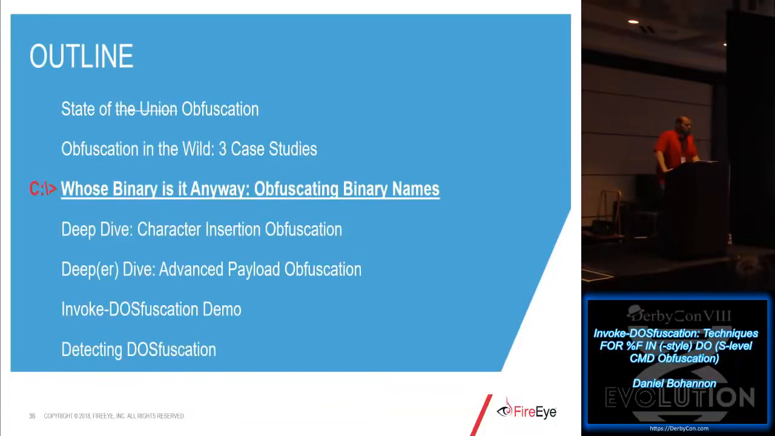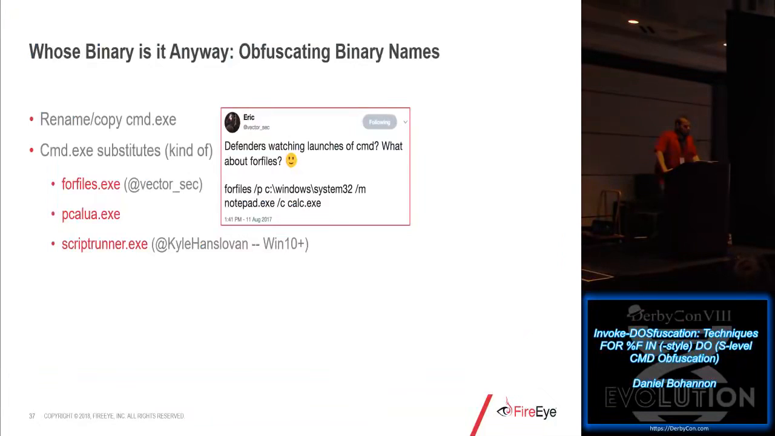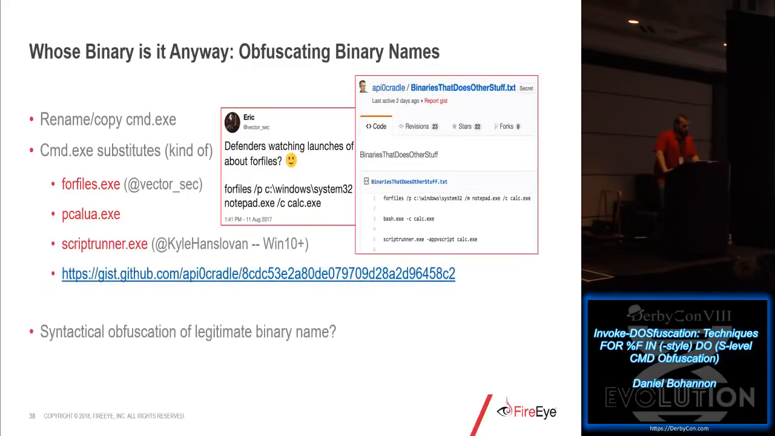So let's talk about obfuscating binary names. Now there's a couple different things I'm not talking about here. I'm not talking about detecting if an attacker renames cmd.exe to foo.exe and then runs it. I'm also not talking about command-like substitutes, like some of the LOLBins that Adversary Mo, who was here, has put together into the LOLBAS project. So we're not looking at forfiles or pcalua or stuff like that.